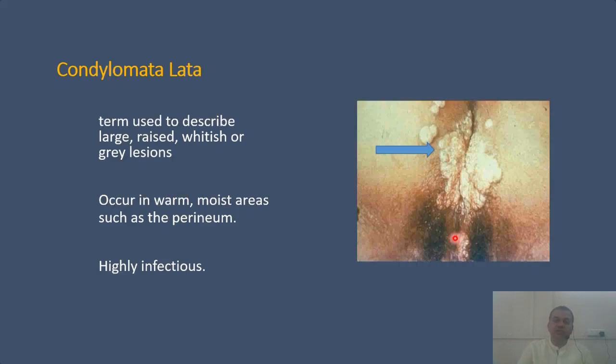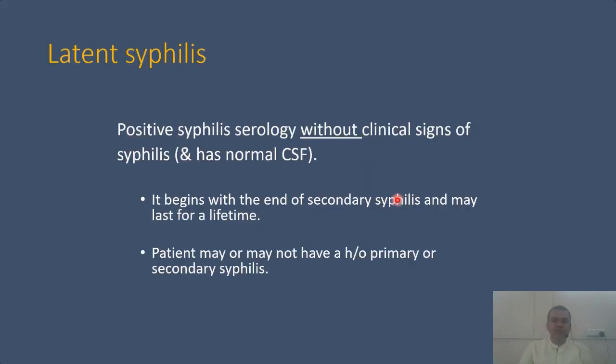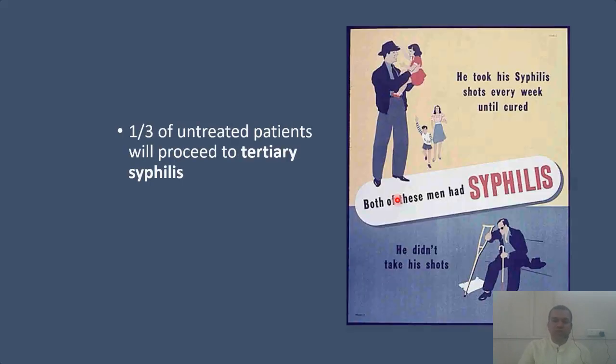So whenever there is any contact with this lesion, the other person will get infected immediately. Then latent syphilis: the patient has already recovered from the secondary lesions, and then there will be a latent phase. In the latent phase, the syphilis serology will be positive, but there are no signs and symptoms. The patient has no signs and symptoms, but if you do serological testing, it turns out to be positive. So that has to be noted.